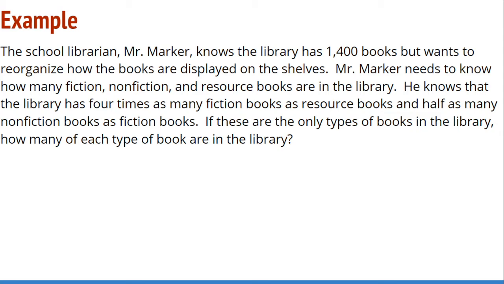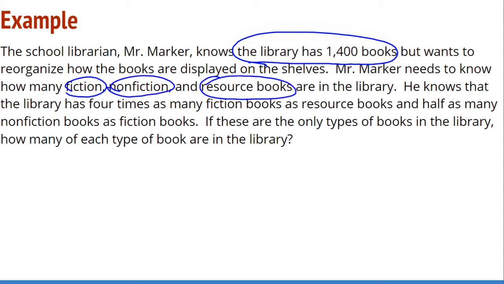Now, as we look at this situation, there is a lot of information going on here. So we are going to want to break this down, pull out information, and develop a plan of action. As we look at this, there are a few different pieces of information we probably want to pay attention to. First, we know that the library has 1,400 books. That sounds to me like the total number of books in the library. It sounds to me like we have fiction, nonfiction, and resource books in the library. So I hear that we have 3 types of books and a total number of books. I also see that there are some relationships here. We have 4 times as many fiction as resource and half as many nonfiction as fiction.